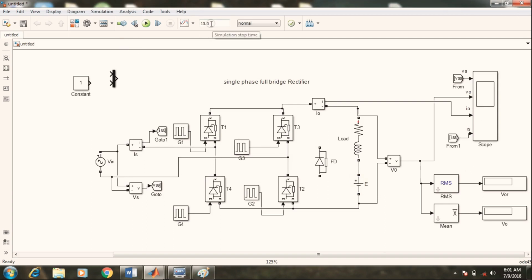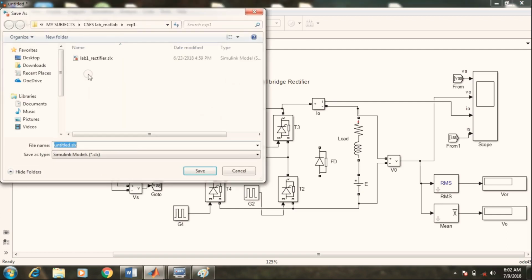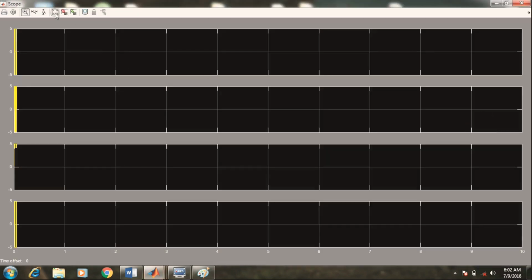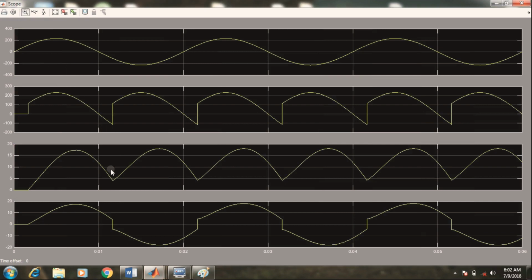Now we will run. So we want to see only 3 cycles, so 0.06, that is 60 milliseconds. So you save it somewhere. So I'm saving it as some name. Now you run it. So this is the average value, this is the RMS value. If you open the scopes and auto scale this, you can see the waveforms like this. This is the source current, which is having harmonics, it is not sinusoidal. This is the load current, which is having ripple, but actually we want it to be pure DC. So this is also having some ripple, which we want to be pure DC.